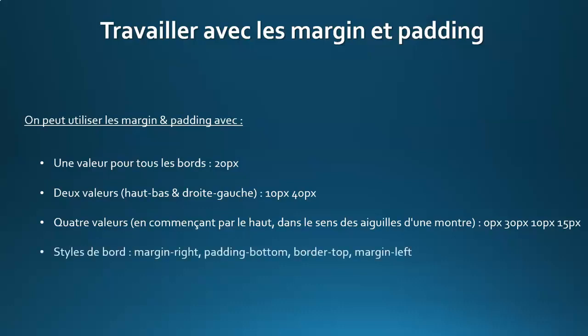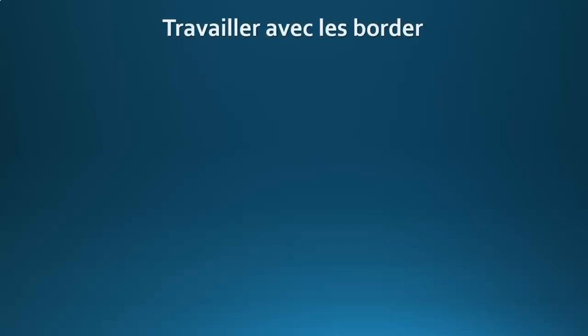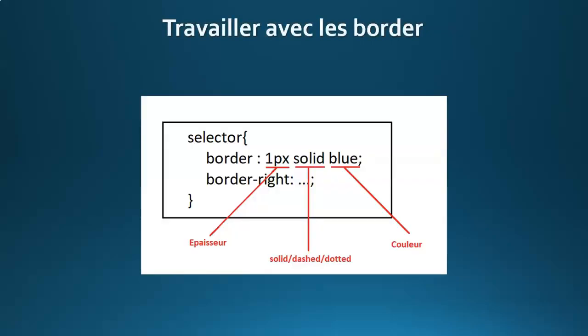Finally, we can work with the border styles directly by indicating, for example, the margin right. So you will only have a margin on the right, the padding bottom you will have a padding only at the bottom, border top, and margin left. Work with borders. Here is what your code will look like.